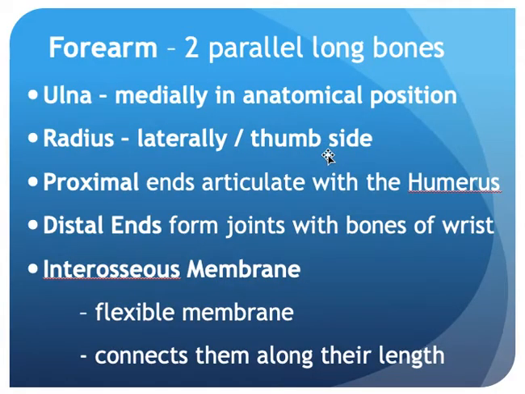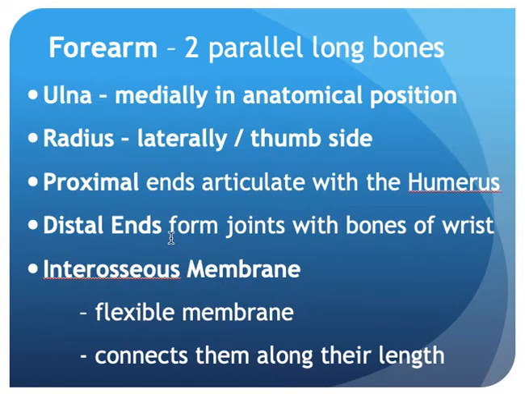So now we get to the forearm bones. We have two parallel long bones. We've already said they're going to be the ulna and the radius, but we want to know what joints they are important for. Ulna is going to be medial, okay, so on the medial side in anatomical position. My radius is going to be lateral, and it's going to be again on that thumb side. The proximal end is going to articulate with the humerus, and again, they're going to form my elbow joint, right, proximally.